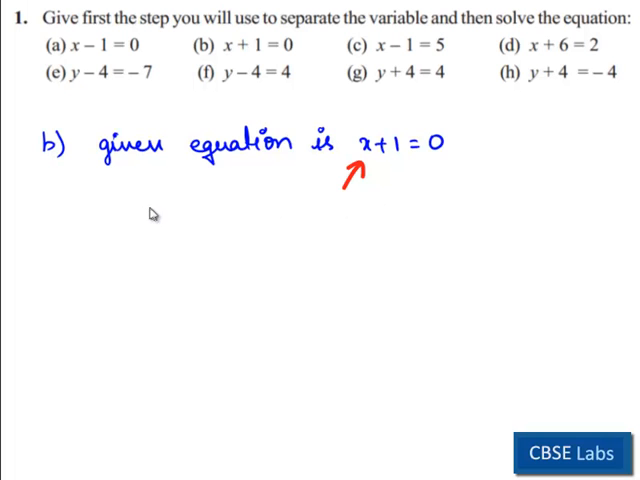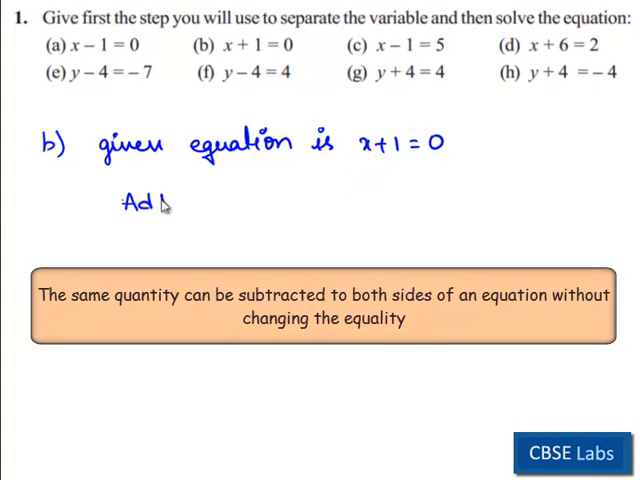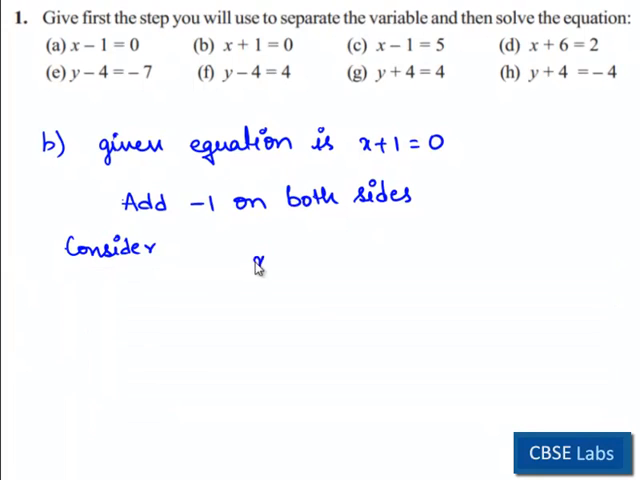For this, let us add minus 1 on both sides of the equation. Adding the same number on both sides of the equality does not change the equation. So consider x plus 1 is equal to 0.